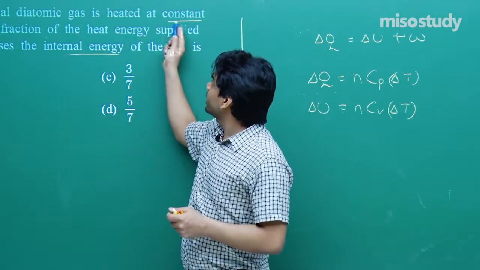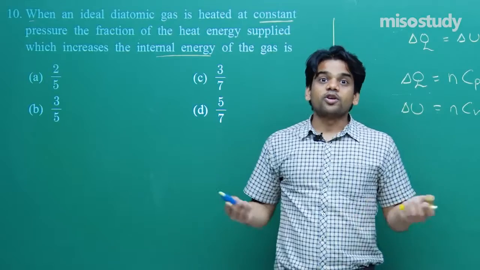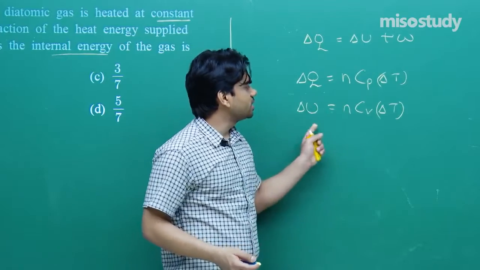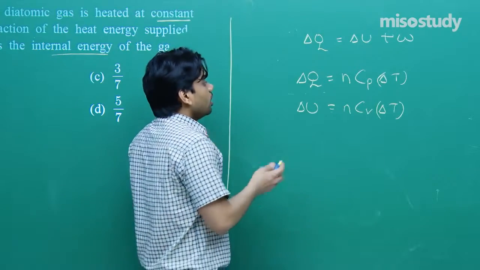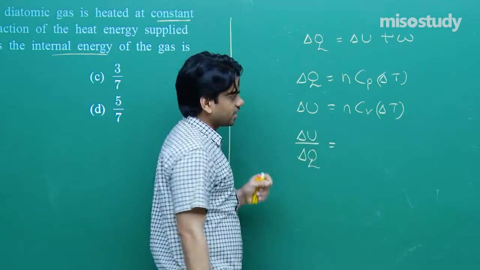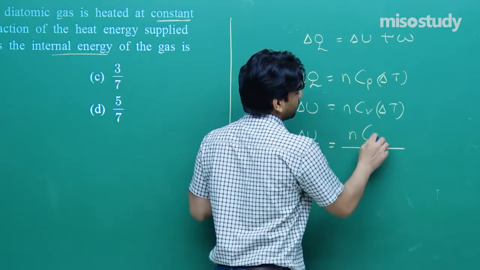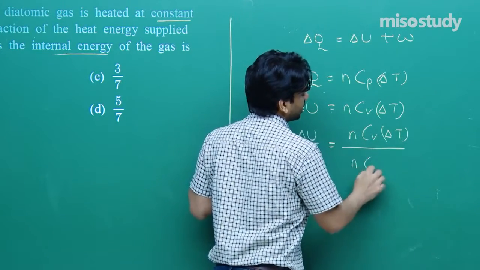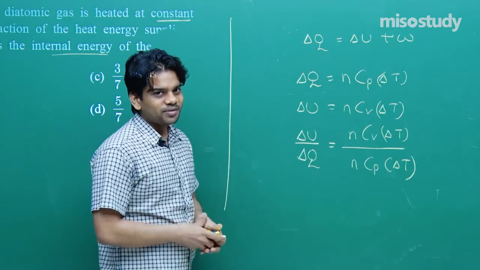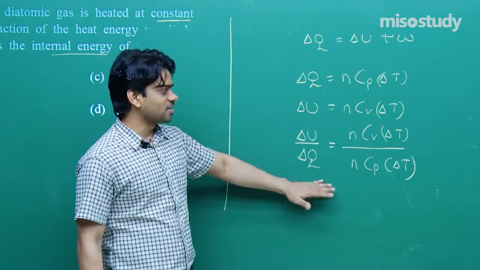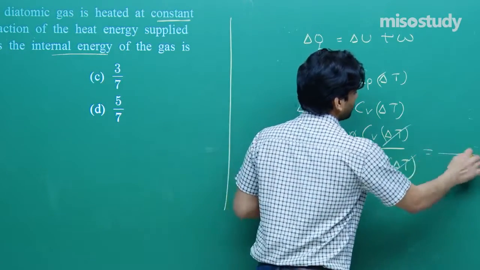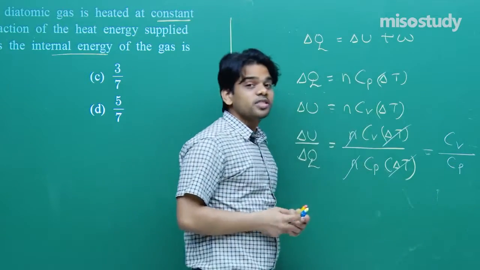Once again, if you want, you can read this. At constant pressure, the heat energy supplied will be NCP delta T, and we all know that the value of delta U is NCV delta T. You need to find out delta U by delta Q. So NCV delta T by NCP delta T, and after so much discussion based upon CP and CV, I believe that you can clearly answer this. N and delta T will be cancelled out. Clearly the answer will be CV by CP, that is 1 upon CP by CV.